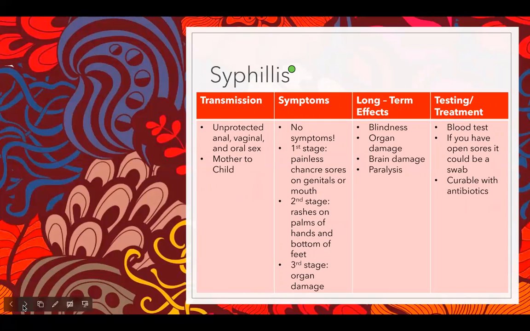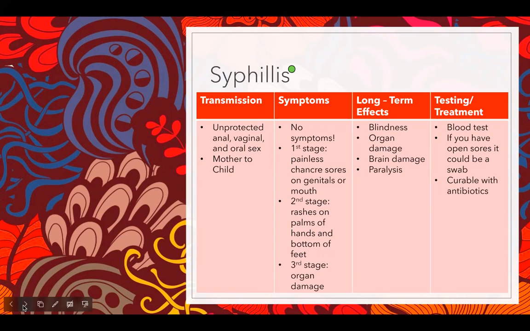Syphilis. So it's another bacterial STI. It is transmitted through unprotected anal, vaginal, and oral sex, and also mother to child, just like the other STIs. The symptoms, like every other STI, and I'm going to say this over and over again, the most common symptom is no symptom at all. But for syphilis, what the symptoms look like is in the first stage, you get painless chancre sores on the genitals or the mouth. And notice that I say painless, so that makes it even more difficult for people to acknowledge that they're there, because since they're painless, no one knows that they have those sores on their genitals unless they actually look at their genitals to see.